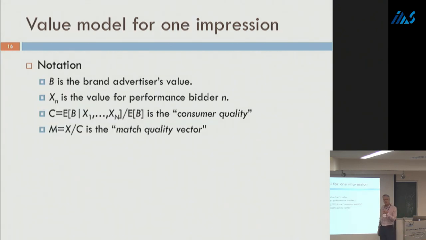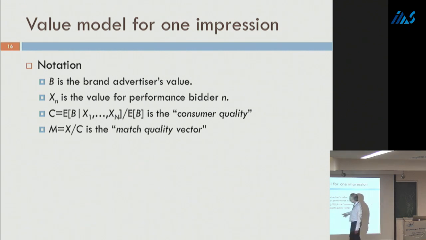So we're going to imagine an auction for one single impression, and B is going to be the brand advertiser's value. Xn is going to be the value of performance advertiser n, and C, which I'm going to call the consumer quality, is the consumer quality based on everything that the performance advertisers know. It's the conditional expected value of B given all the information that the performance advertisers have, normalized by dividing by the expected value of B. So this is a random variable that has mean 1, and it basically says how good is the consumer relative to the average value of a consumer to the brand advertiser.